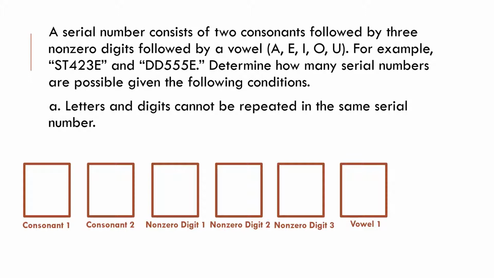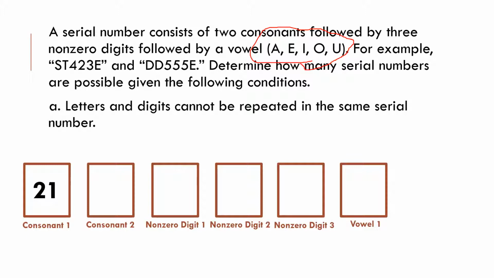Now I just need to go back in and fill in the boxes with how many choices I have for each letter or number. How many choices do I have for my first consonant? Here's how I reasoned this. There are 26 letters in the alphabet, and 5 of them are vowels. So 26 minus 5 is 21. I have 21 choices for my first consonant.